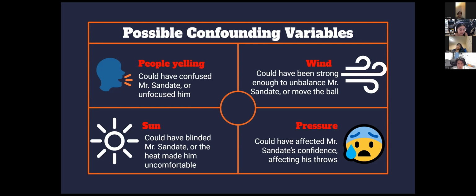Another confounding variable is wind. While I was catching the balls, I noticed that the ball would shift more to the right because the wind was pushing it. Another factor is the sun. Not only could it have blinded Mr. Sandate, but the heat could have made him uncomfortable, which threw off his throws, making him miss more than average. And finally, another possible confounding variable would be pressure. As I said earlier, there were a lot of people yelling, and all that yelling could have affected Mr. Sandate's confidence, which would negatively impact his free throw shooting.